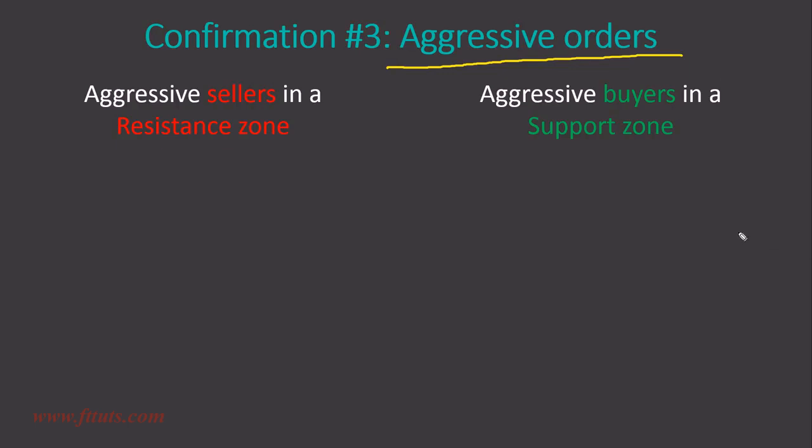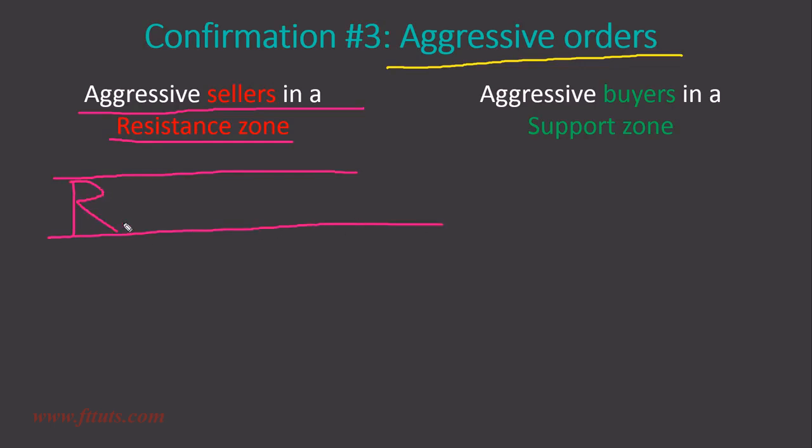Let's start with scenario number 1, aggressive sellers in a resistance zone. So imagine there is a resistance zone somewhere in here, and in this zone you want to see a confirmation before you enter your short trade. So price is moving upwards, hits this resistance zone, and in that resistance zone you want to see aggressive sellers. You want to see aggressive sellers entering the market and pushing the price downwards.